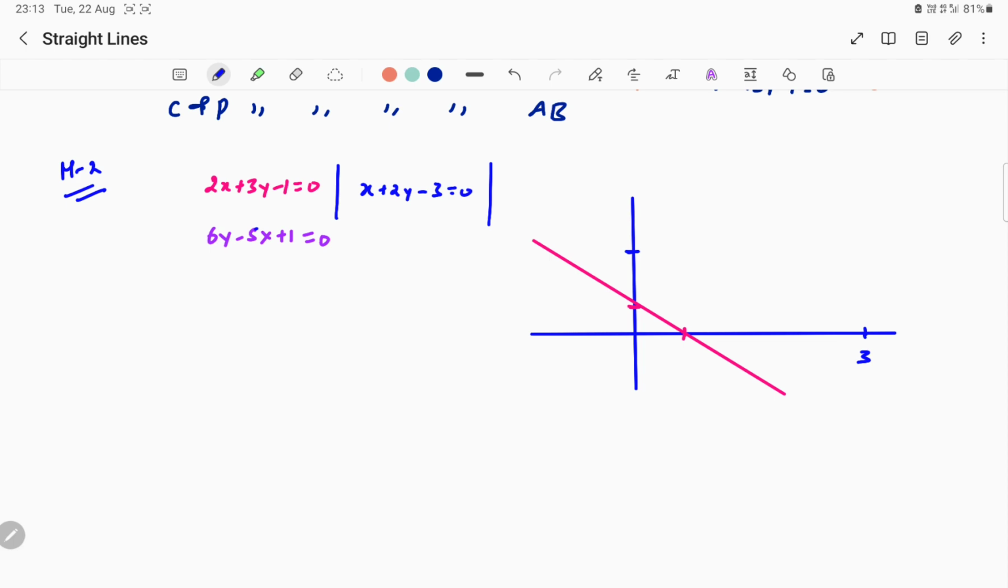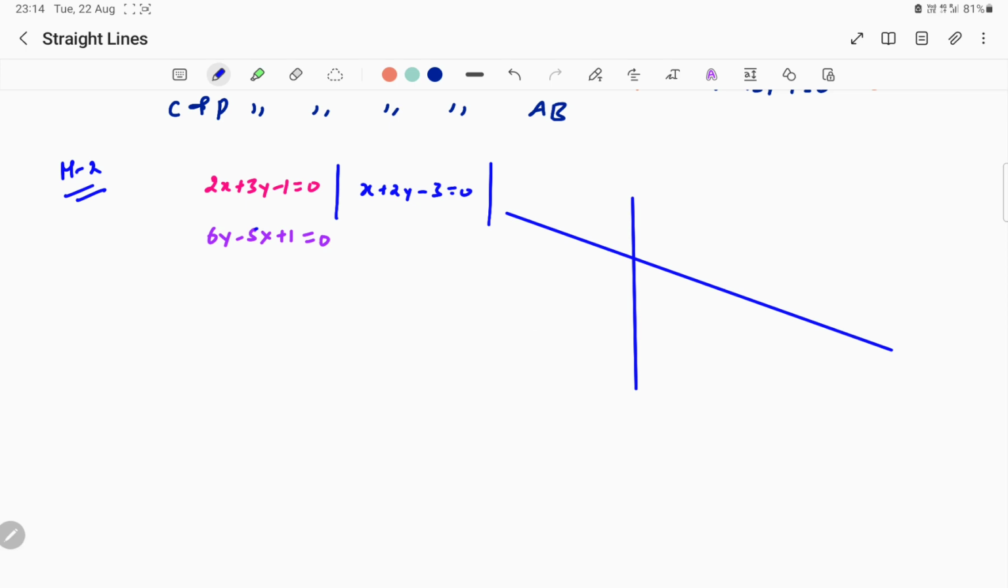Clearly these lines are not parallel. So when you try to sketch it, it may come something like this. And when you extend this, they will go and meet.